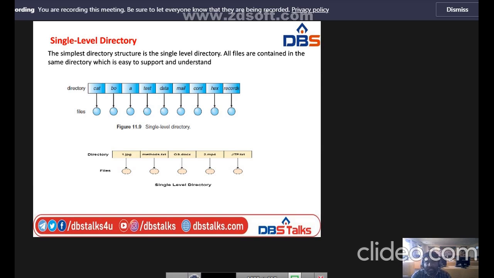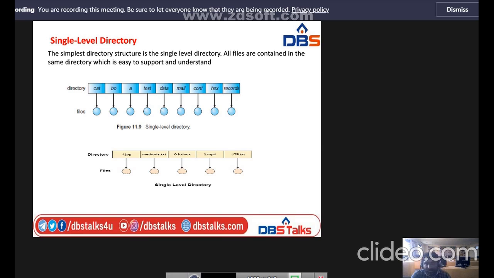A single user on a single level directory may find it difficult to remember all the files if there are many files. And in this representation, what are the various advantages? The first advantage is implementation. Implementation is very easy. If the size of the files is very small, then searching is also very fast.